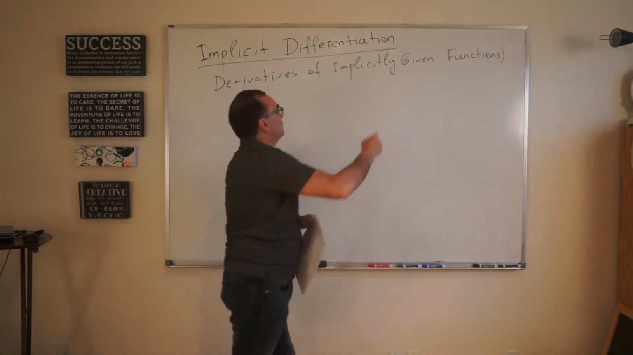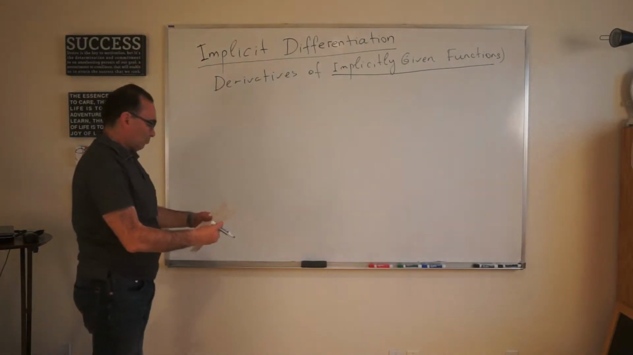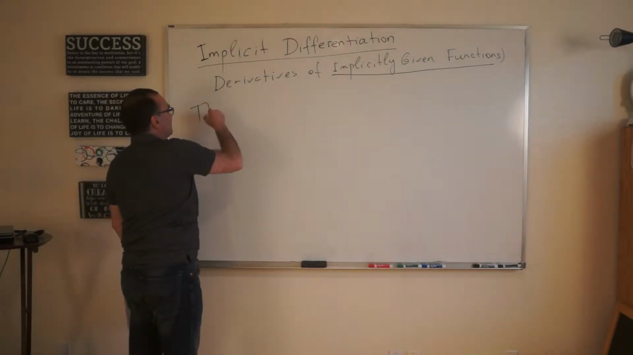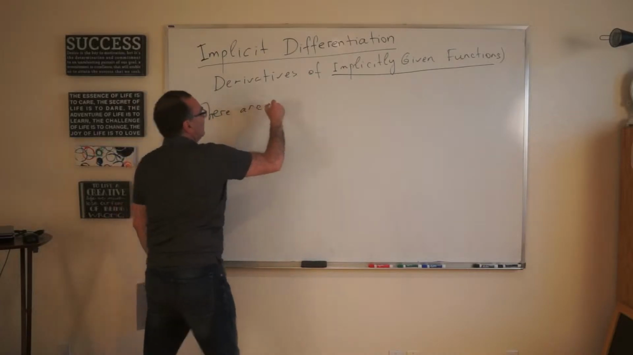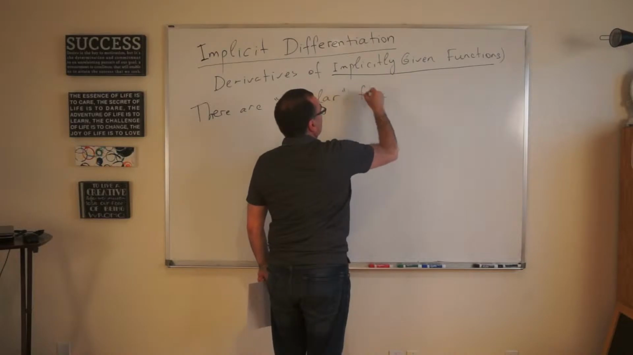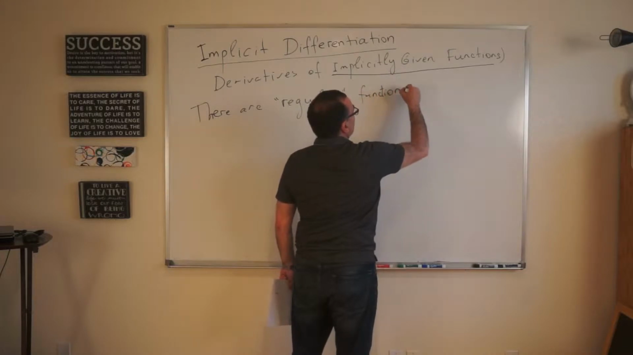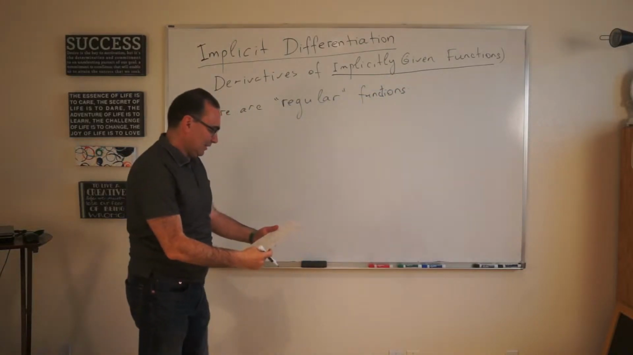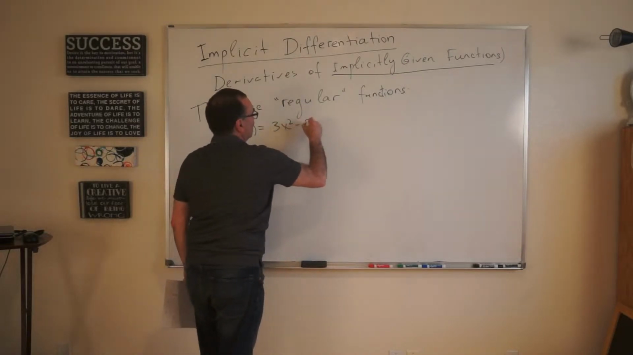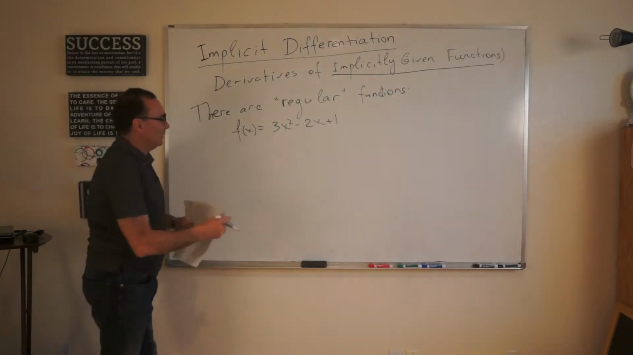So first thing, what is that? What are implicitly given functions? These are very special functions. Like there are regular functions, like for example f of x equals, I don't know, 3x squared minus 2x plus 1. So that's a regular kind of function. And then of course we can plug in any value for x.